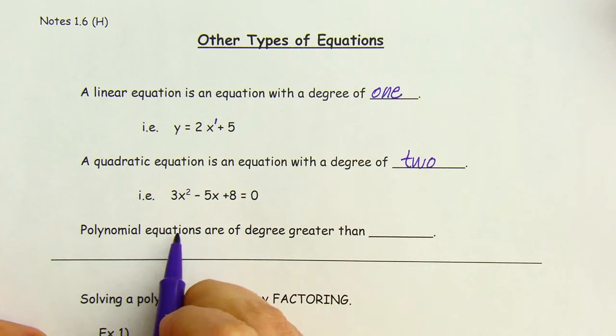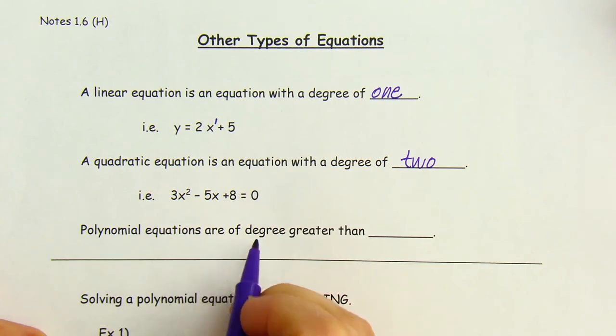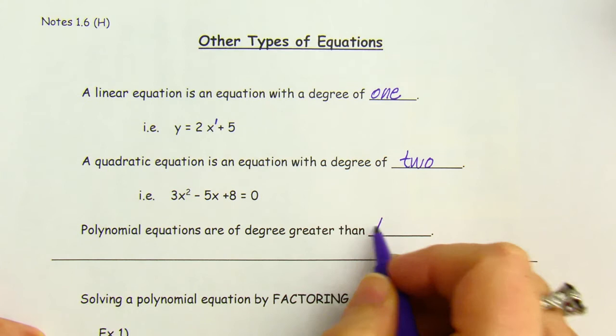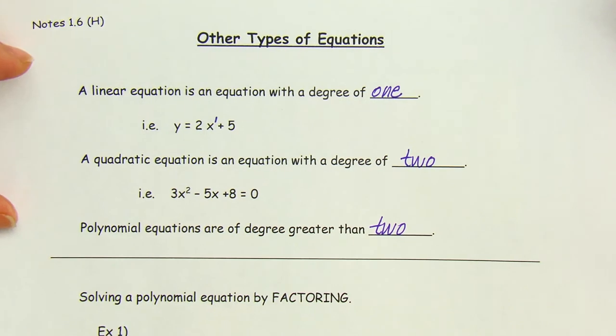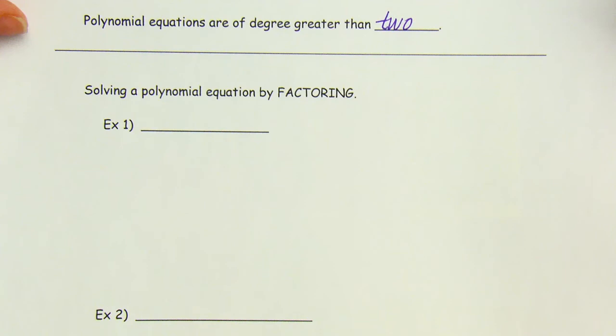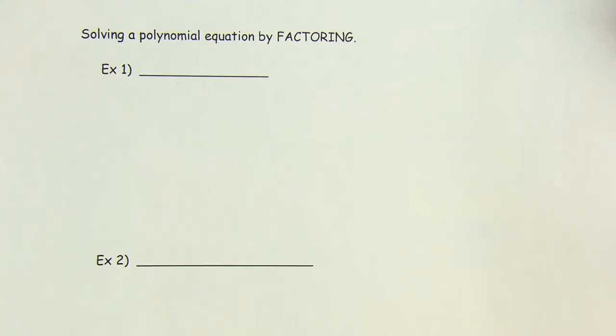Polynomial equations are of degree greater than 2. So you'll see exponents that are bigger than 2. Okay, the first two examples we are going to solve by factoring. Thus the reason why we did all the work with factoring.